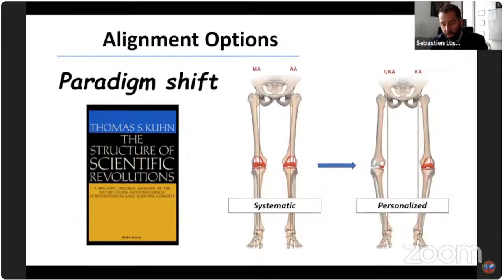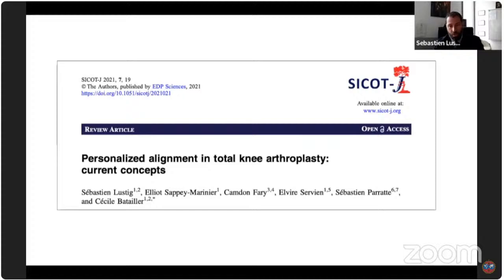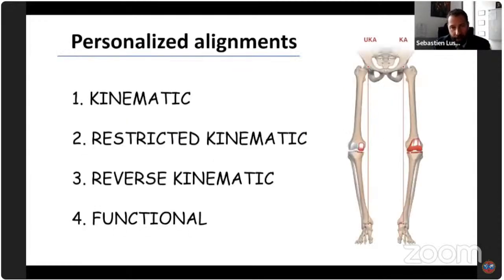Today, there is a paradigm shift. That's why so many of us are interested in this world of personalization of how we can do alignment. We published this paper together with Sebastien Parratte and the team in Lyon, Cécile Bataillé, trying to summarize this. To make a long story short, I think we can consider probably 4 different categories of personalized alignment technique, and I will go one by one.